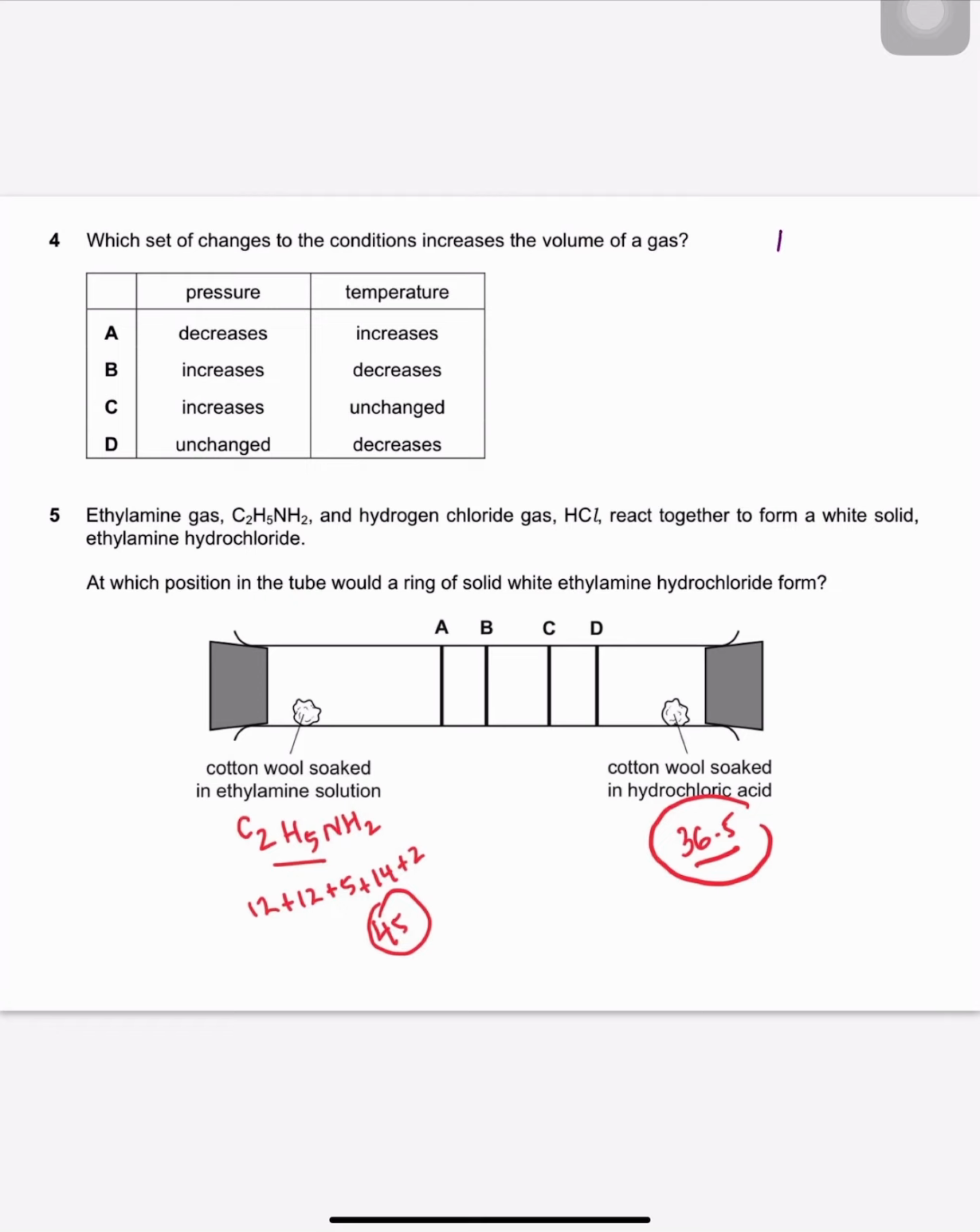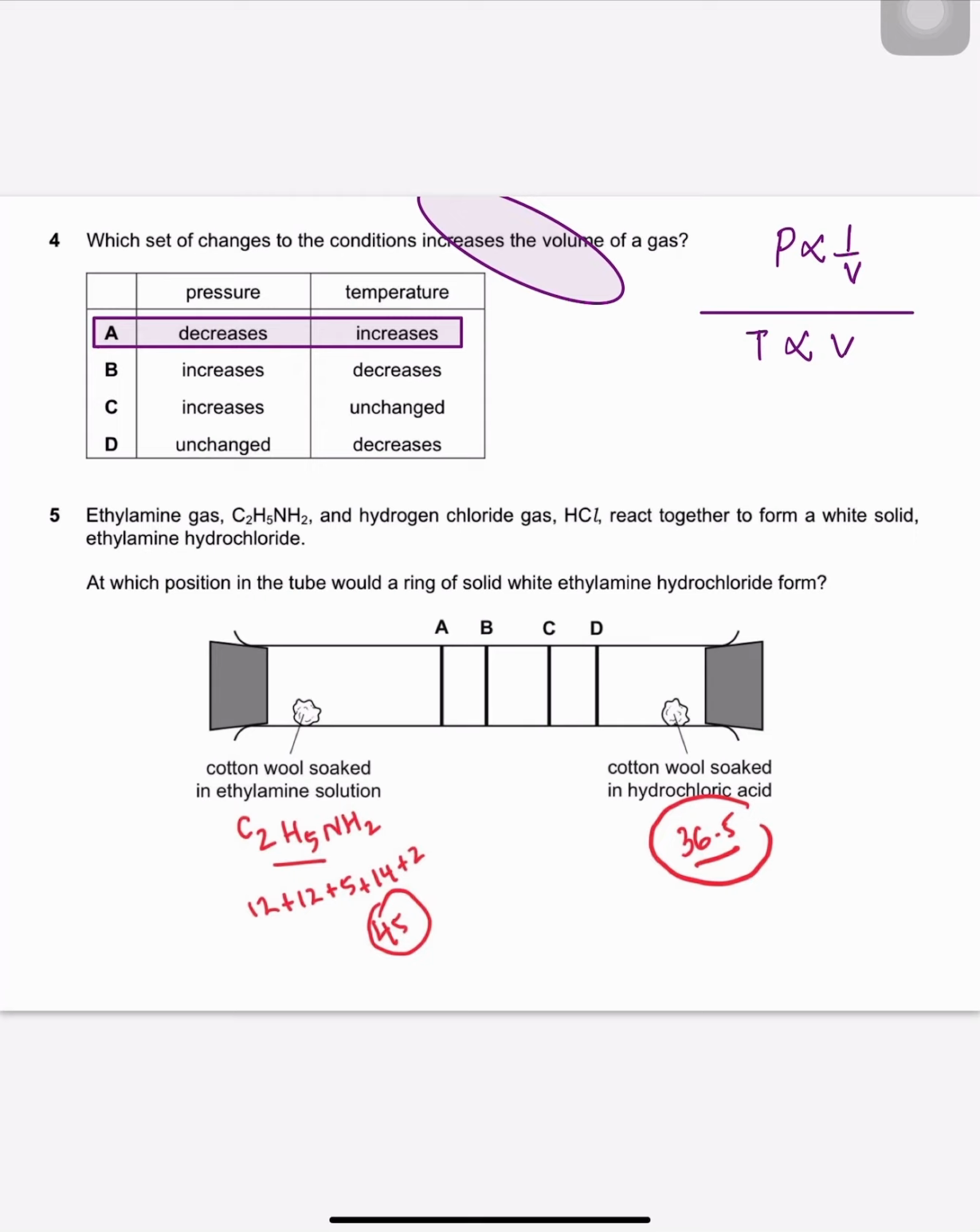I'm writing here, pressure is inversely proportional to volume regarding Boyle's law, whereas temperature is directly proportional to volume according to Charles' law. So it is option A, which will be selected for the increase in the volume. We can say very clearly that we can increase the volume by decreasing the pressure, and we can increase the volume by increasing the temperature. There is another question as well.